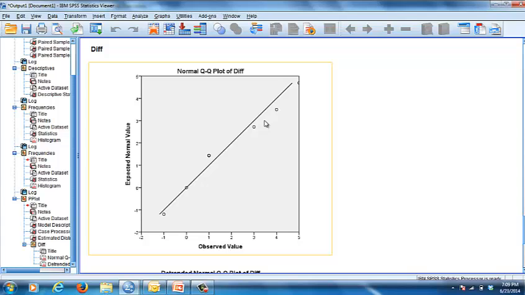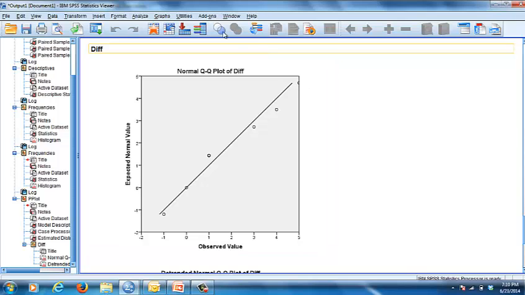Okay? But we do have a way to actually calculate a test to determine whether or not it's normal. And that's called the KS test, or the Shapiro-Wilk test. KS stands for Kolmogorov-Smirnov test, named for the 2 Russians who found it out. And the other one is Shapiro-Wilk, named for the other 2 people who found out that test.